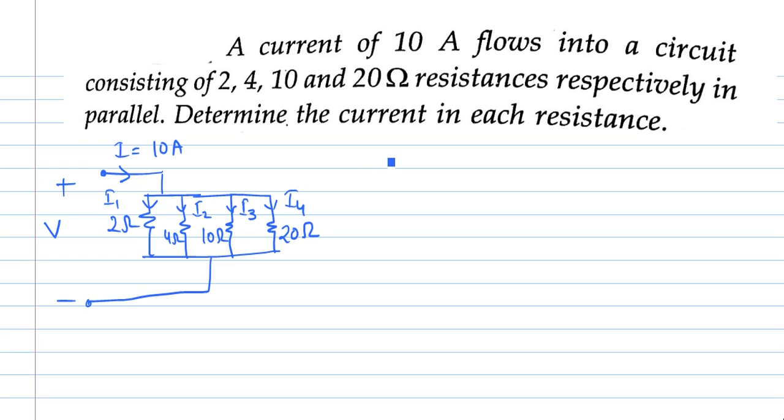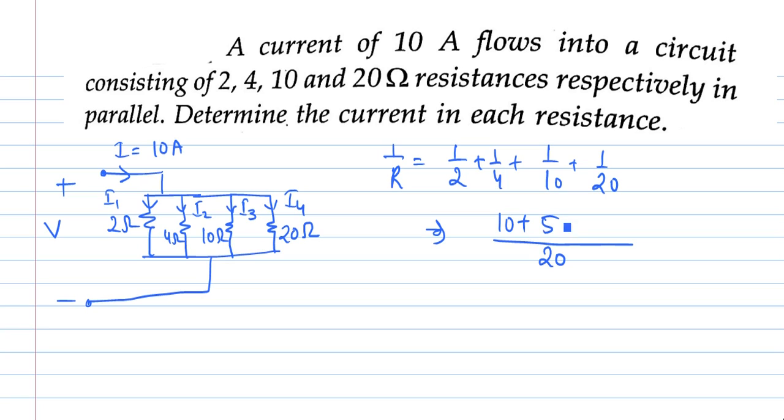Now we know how to calculate the equivalent value of resistance. So here 1 upon R is equal to 1 upon 2 plus 1 upon 4 plus 1 upon 10 plus 1 upon 20. Here we will take the LCM, which will be 20. Now we will find the value. That is equal to 18 upon 20. Now this is the value of 1 upon R, so R will be equal to 20 upon 18.